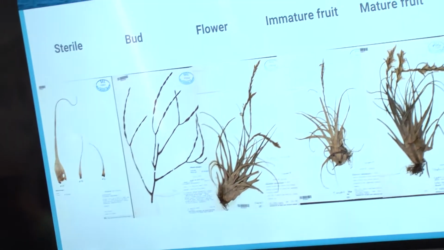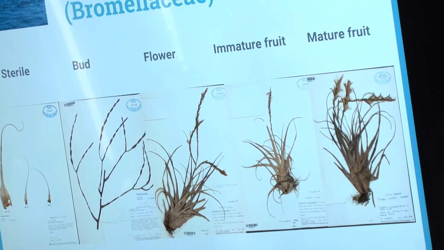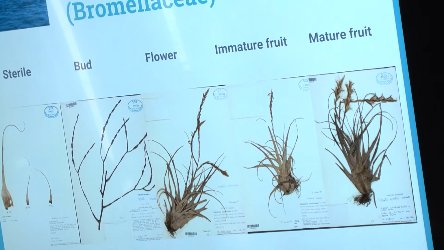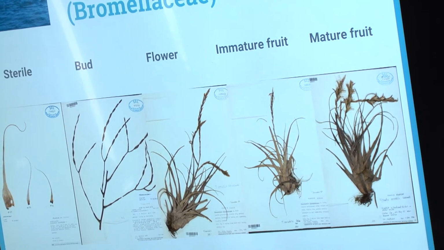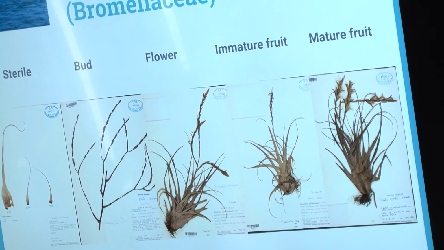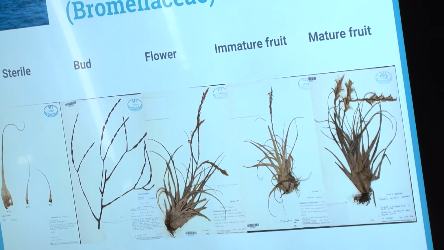Here are some typical examples of the different phenophases, or points in the phenological patterns, that you can observe for different bromeliad species. On the far left we have a sterile specimen, so it doesn't have any reproductive structures yet. Then you can see it's starting to bud on the right, and then it produces a flower. Afterwards you get these formations of seed pods, which eventually mature and release seeds. We also use this process called georeferencing to figure out exactly where these different plants occurred on a map.